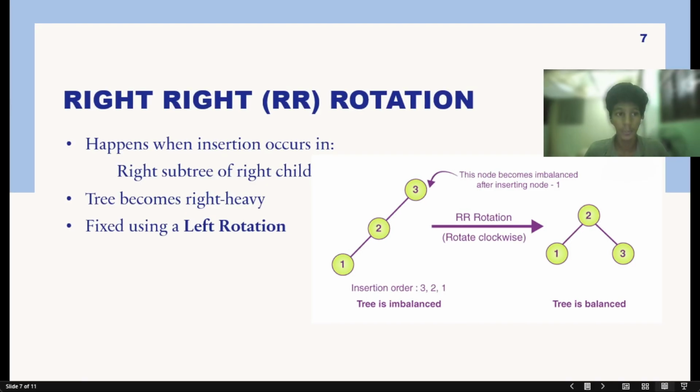Next, I'm going to be explaining right-right rotation, or RR rotation. It is the opposite of LL rotation.